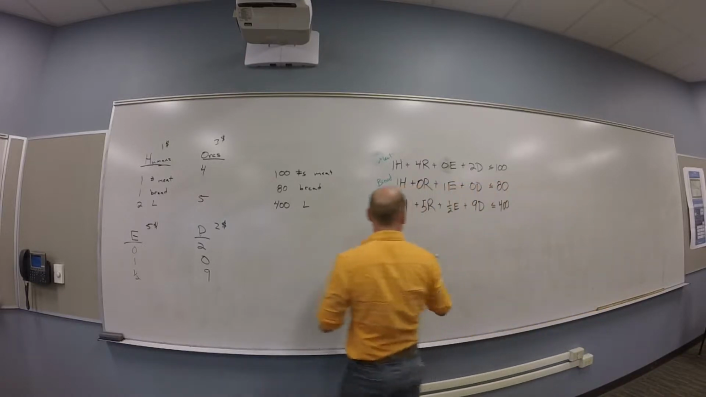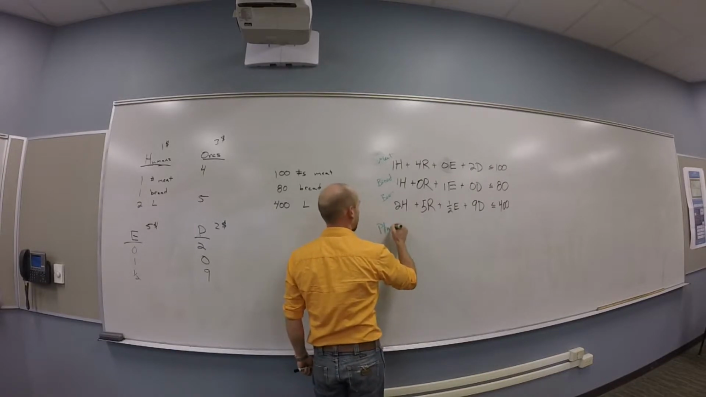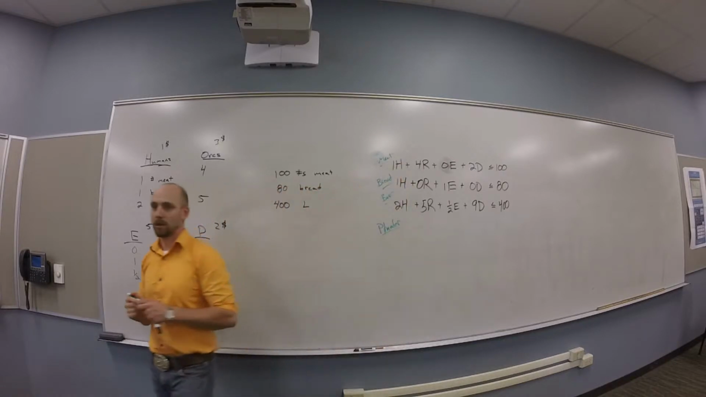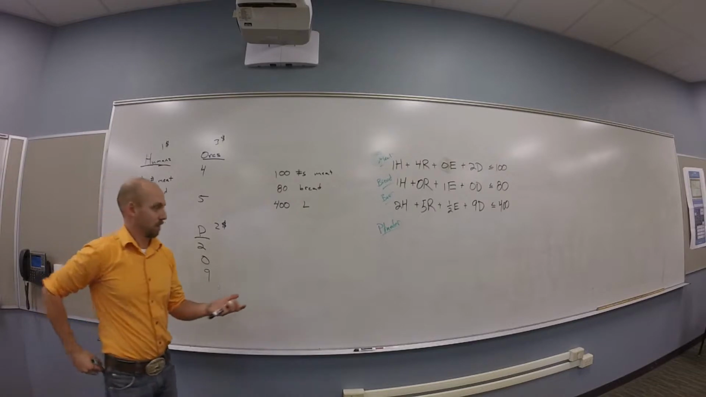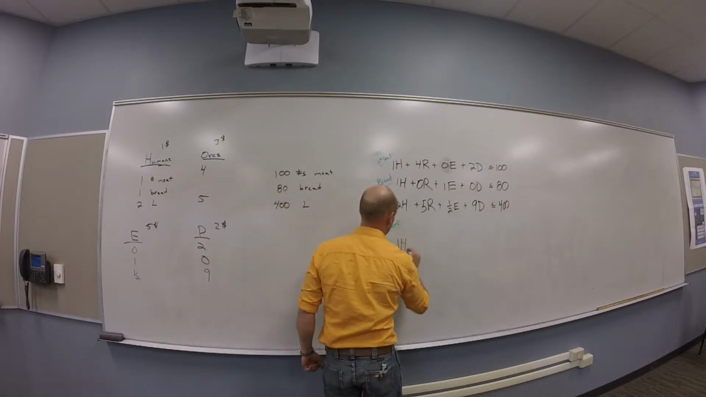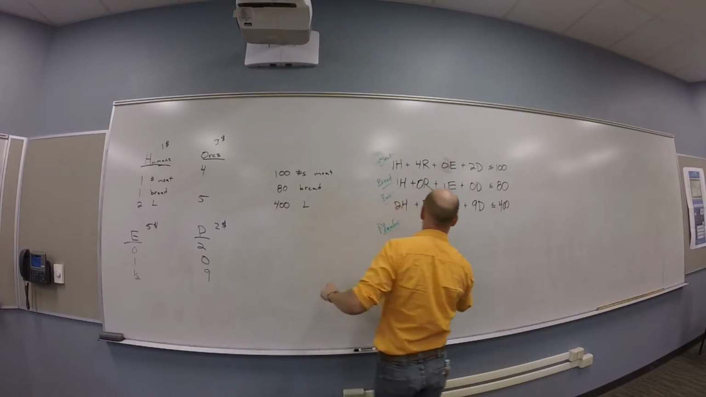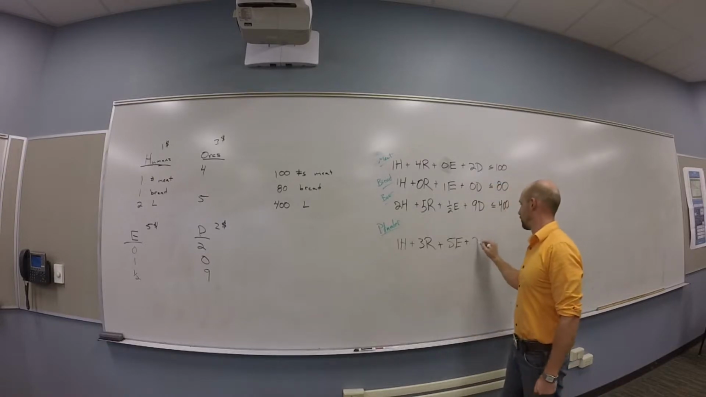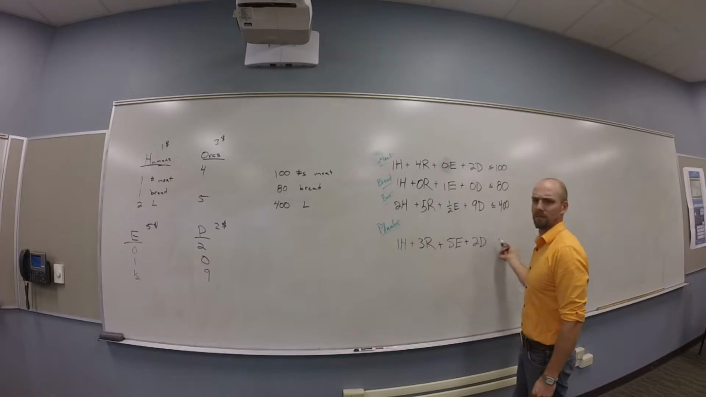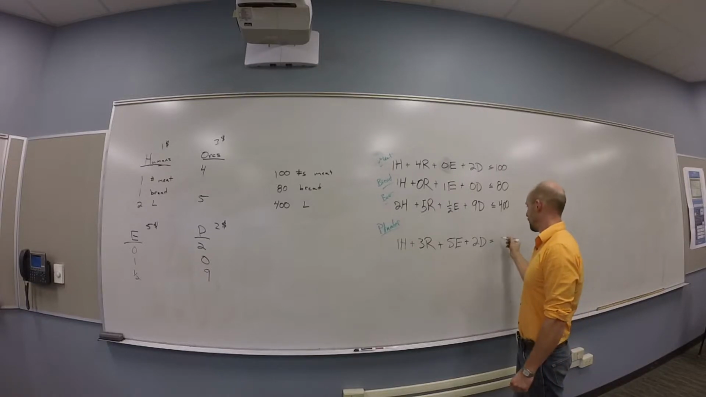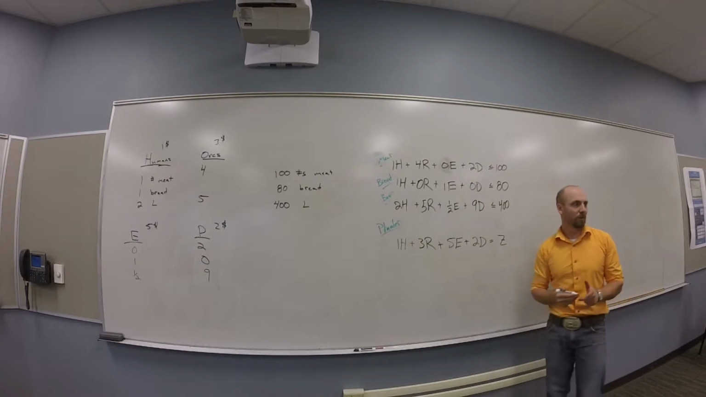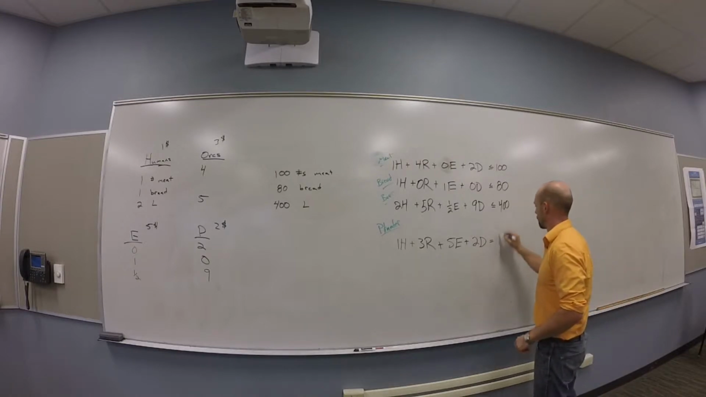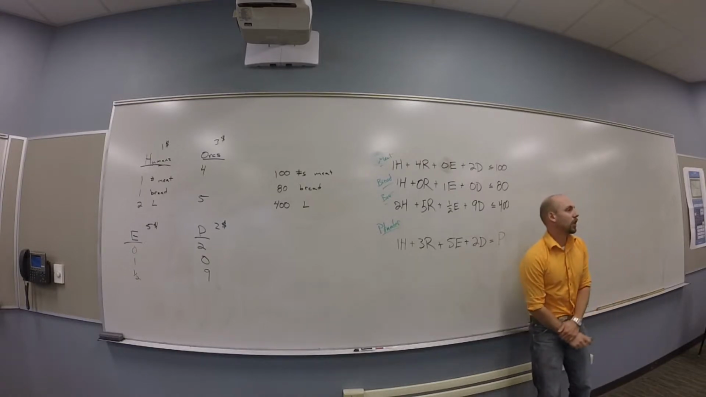Good. I need a profit equation, something to maximize, right? So what's my plunder equation? 1H plus 3R plus 5E plus 2D equals P. Or Z or whatever? I think usually we use Z, but it doesn't really matter. You guys cool with that? Let's use P because that makes sense to me.